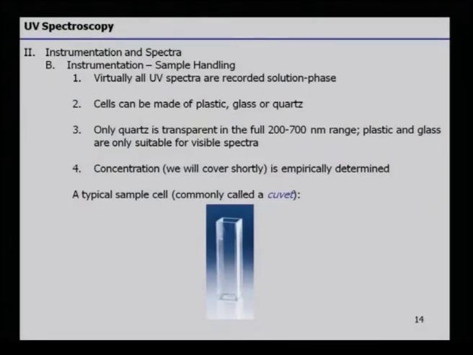Virtually all UV spectra are recorded in solution phase. Cells can be made out of plastic, glass or quartz, but it should be remembered that these materials should not absorb in the UV region. Only quartz is transparent in the full 200 to 700 nanometer range. Plastic and glass are suitable only for visible spectra. As I told you a while ago, the sample compartment should preferably be made out of quartz.